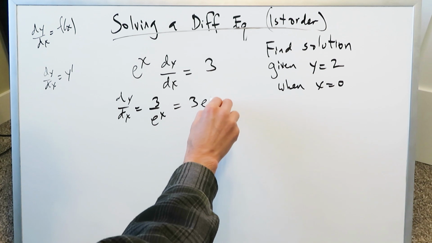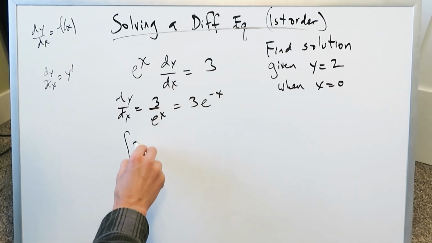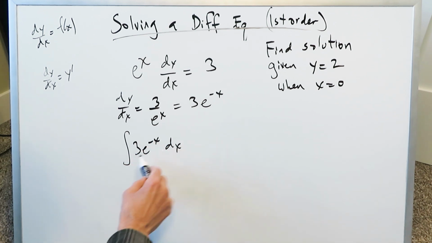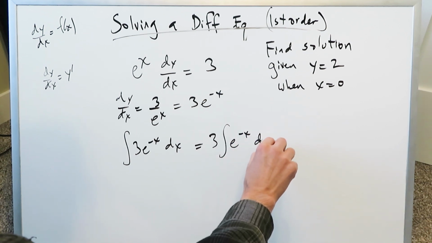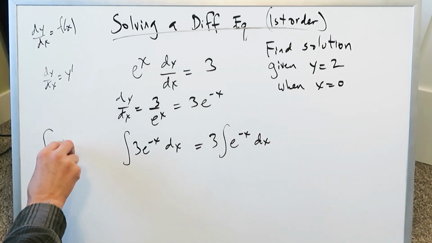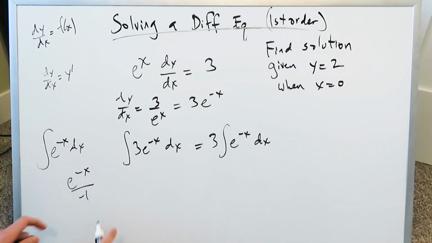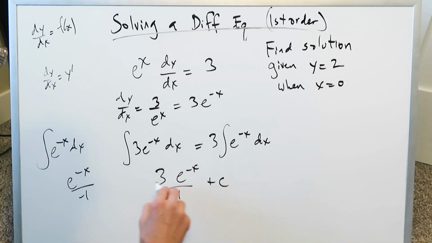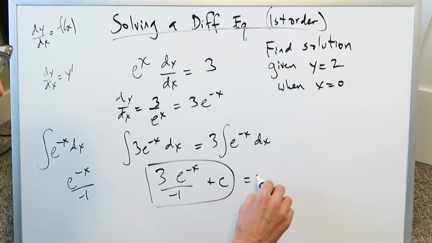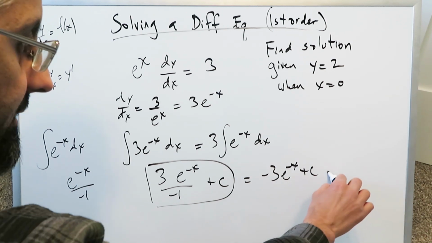This is equal to 3e to the minus x. I've converted it into this form right over here, so you can do direct integration: 3e to the minus x dx. You know, this is not hard. You can view it as 3 times the integral of e to the minus x dx. The integral of e to the minus x is really e to the minus x over minus 1. So you'll have 3 times e to the minus x over minus 1 plus c. But you can simplify this. When you simplify, you get minus 3e to the minus x plus c. All of this is equal to y.